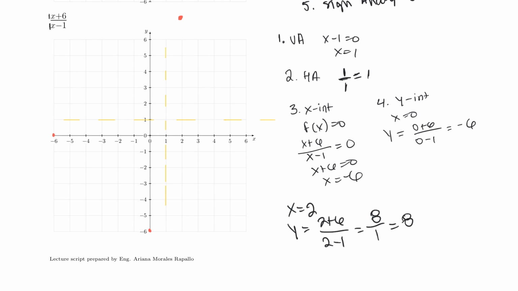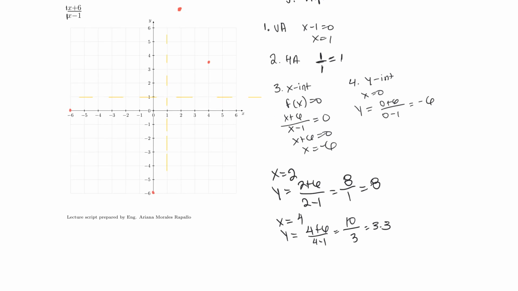Let's evaluate 4 in our function. If we have x equals to 4, then y is equal to 4 plus 6 divided by 4 minus 1. This will be 10 divided by 3, and this will be 3.3. Okay? So when my function is at x equals to 4, the y is at 3.3. So it will be somewhere over here.